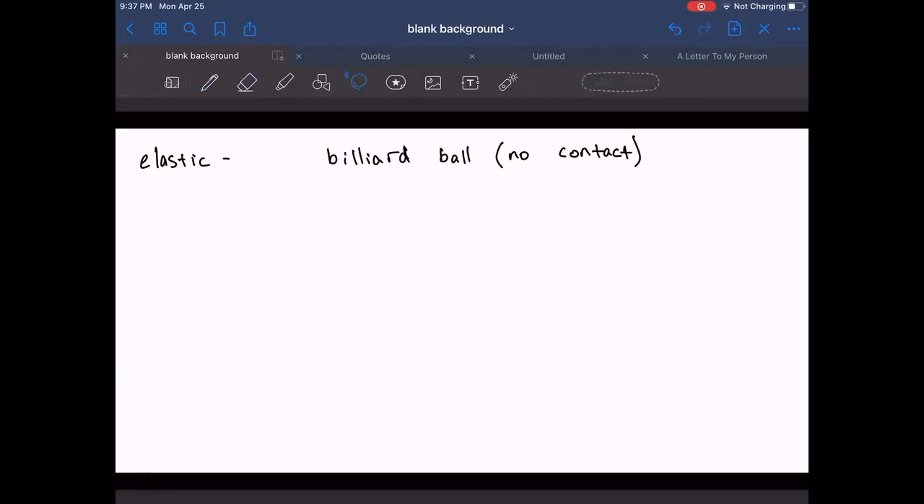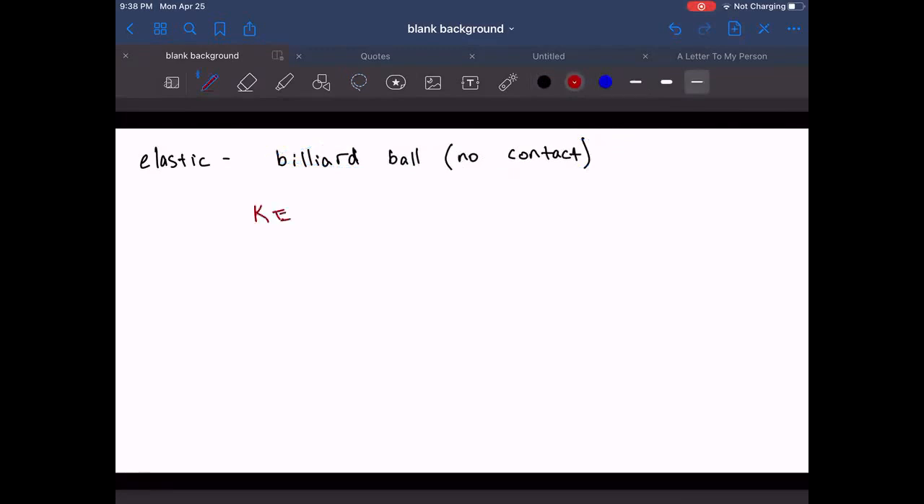Let's do you one better here. KE conserved, and there's an equation. It's Ki equals Kf. Momentum also conserved. Momentum is always, always, always conserved.